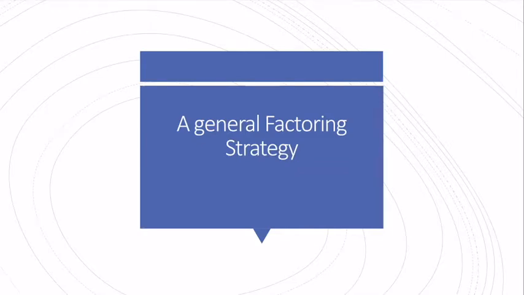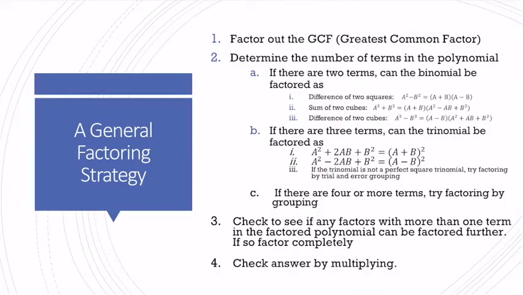So I'm going to go over a general factoring strategy. This is a good way to generally approach it when you need to factor a polynomial. So the first thing you're going to want to do is see if you can factor out the greatest common factor. Okay? And then I want you to look at the number of terms in the polynomial.